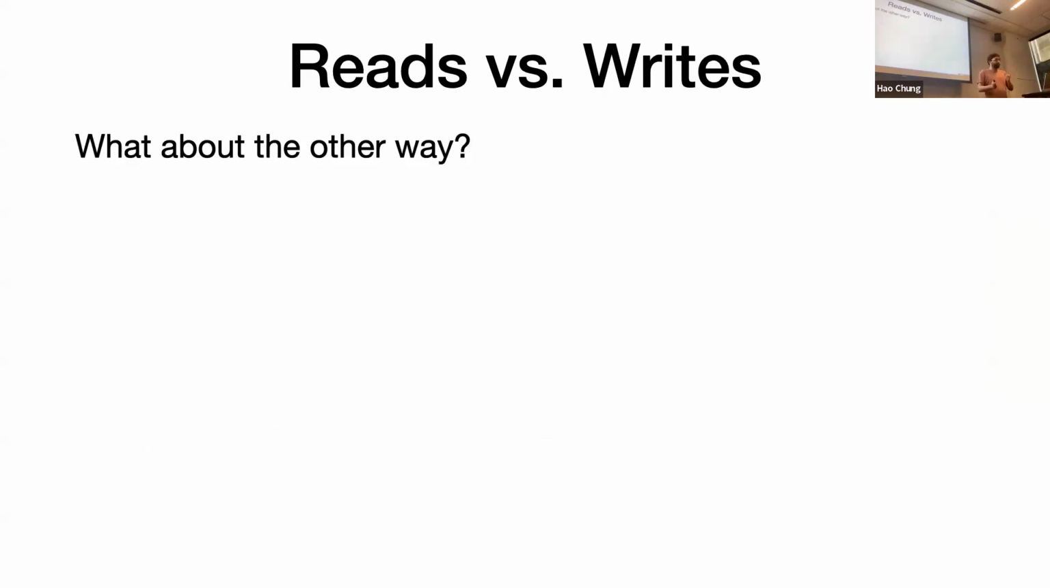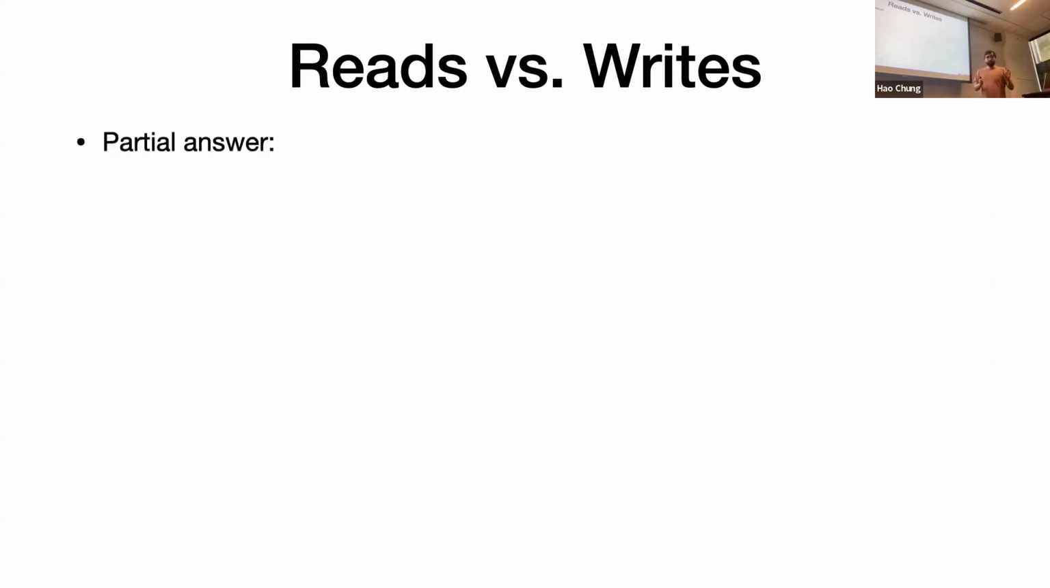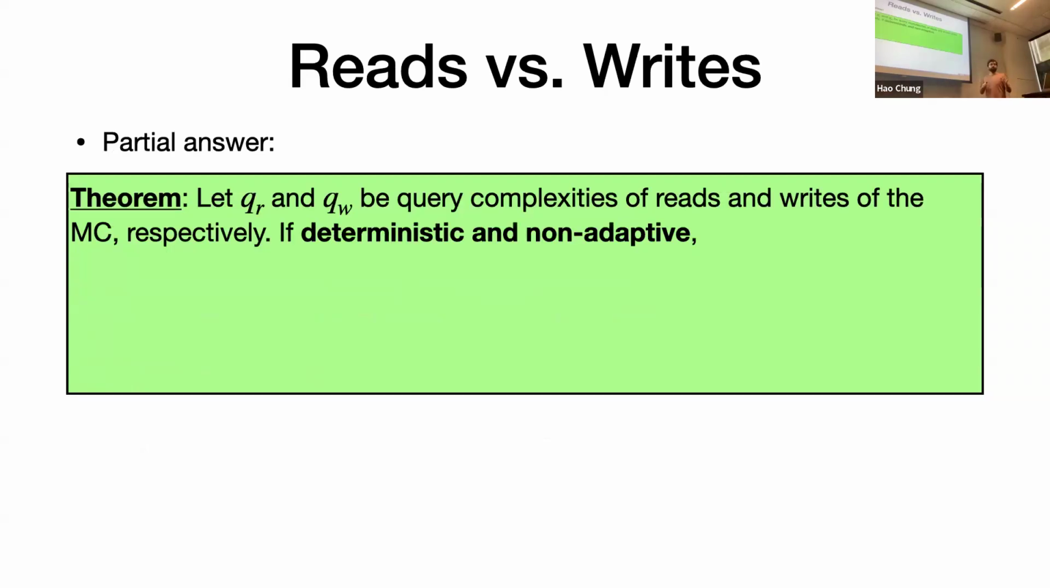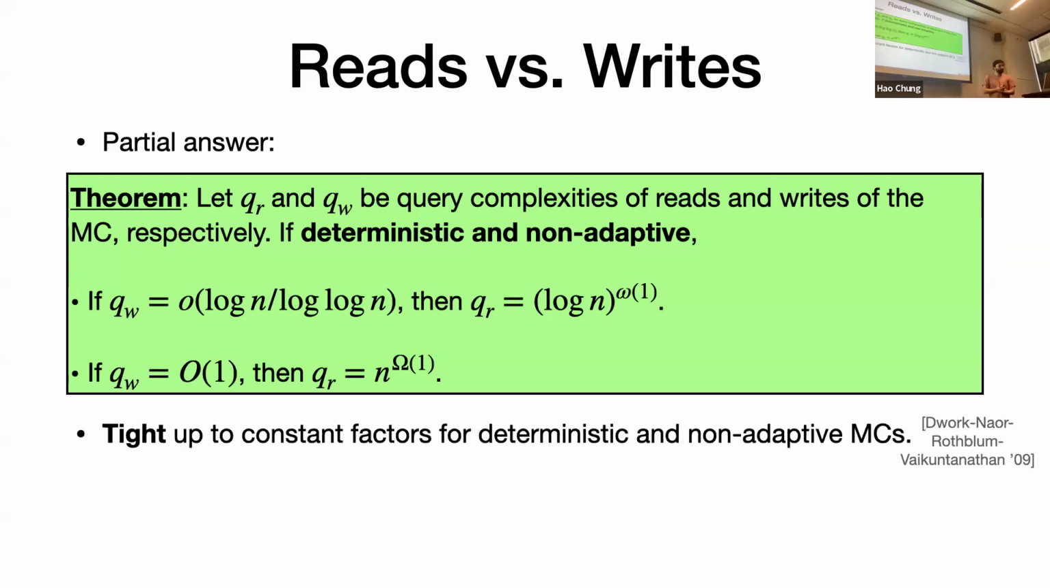You can ask about the other way: what if you do writes more efficiently than reads? This is actually an open question. Does there exist a memory checker with read query complexity log n over log n and write query complexity 1? We don't know the answer, but we give a partial answer: if we add the restriction of being deterministic and non-adaptive in the same sense as Dwork et al, then we get the exact opposite quantitative behavior. If the write query complexity is little o of log n over log n, then the read query complexity is super polylogarithmic, and similarly for the more extreme setting. This is also tight up to constant factors, but for the class of deterministic and non-adaptive memory checkers. And we give some weak evidence that this is not obviously going to be extendable to randomized or adaptive memory checker constructions, but we don't know what the answer is.